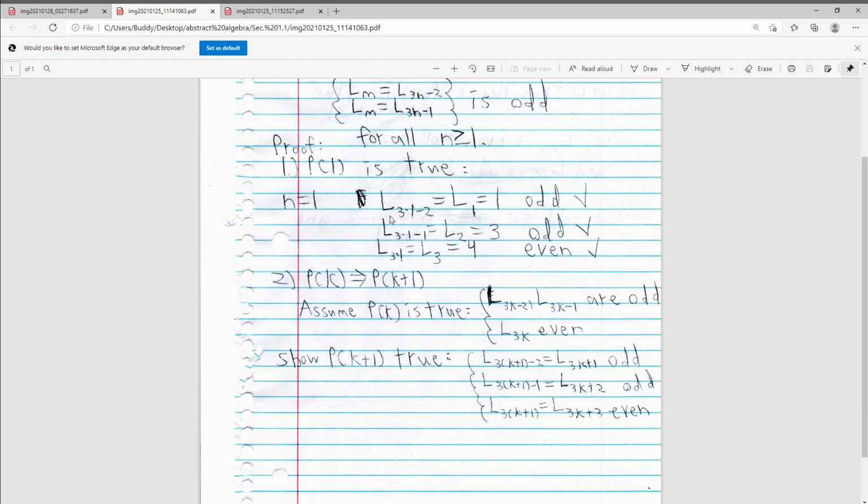To actually complete this proof, we have to do, assuming P of k, basically P of k implies P of k plus 1 is true. So P of k is true, that's 3k minus 2 and 3k minus 1 are odd, 3k is even, and we have to show that this is true for k plus 1. And I wrote it down, basically you go through it real quick. 3 times k plus 1 minus 2, you have to distribute in, so it becomes 3k plus 3 minus 2, which becomes 3k plus 1, odd, and so on. You just keep that up. And basically odd, odd, and even, we have to prove this.